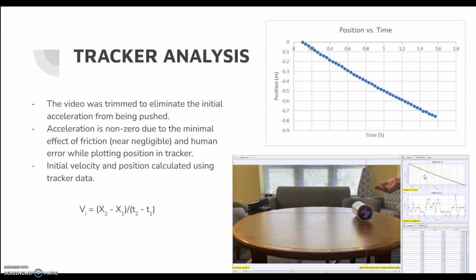So up in the upper right-hand corner, you can see our graph of position versus time. That's a very linear graph. That's what we want to see. That helps us indicate right off the bat, this might be very close to 0 net forces.